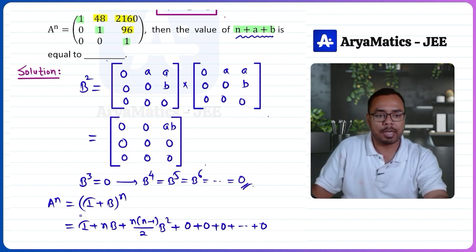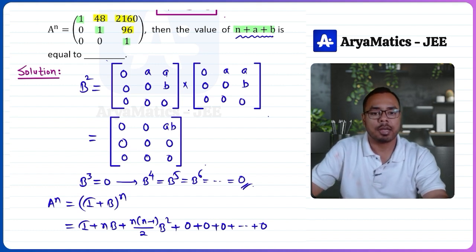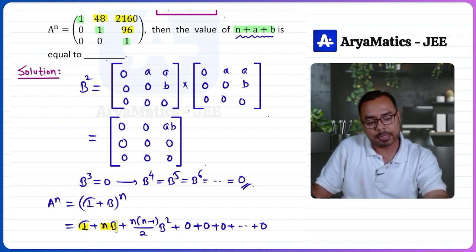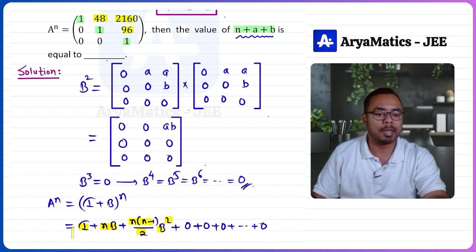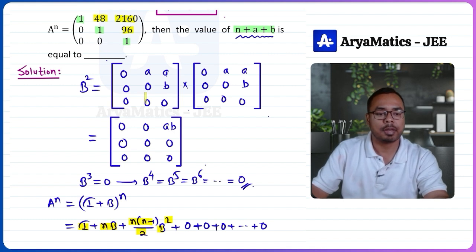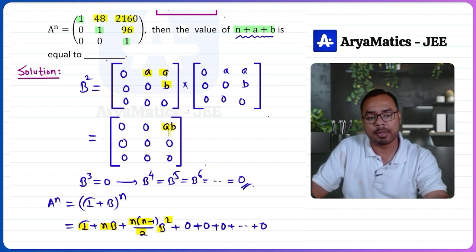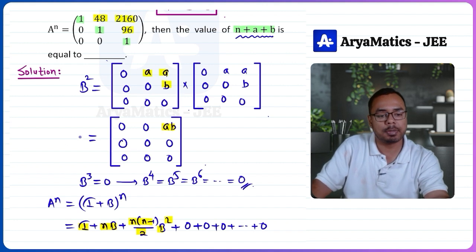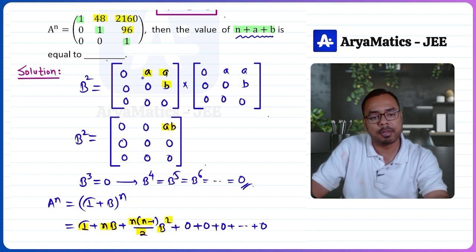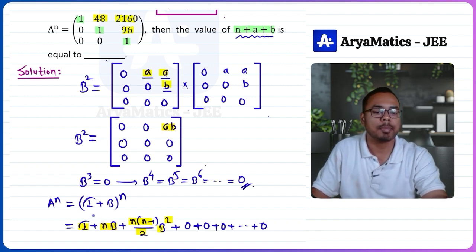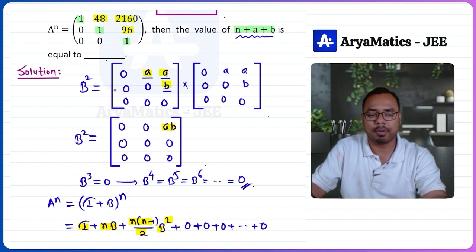So A raised to N is this matrix, and A raised to N is I plus N into B, N minus 1 by 2 into B square. So if I equate the corresponding elements, right, this was our matrix B. In matrix B, we had A and B. And for B square, we have AB here, right? This is our matrix B square. And in matrix B, we have these three elements, A and B. So the 1, 1, 1 will be taken care of by this identity matrix.